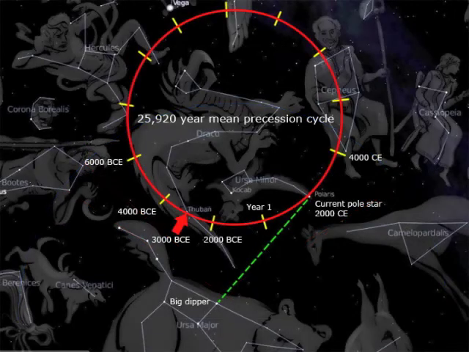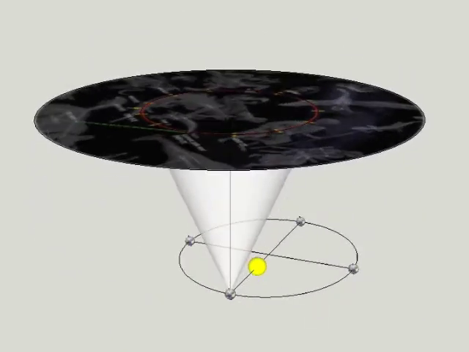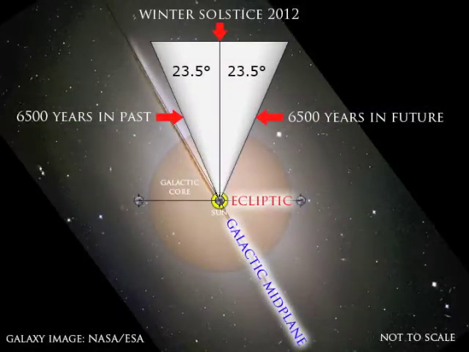The celestial pole actually traces out a circle in the heavens, representing the 25,920-year precessional cycle. This cycle is called the Great Year. In 3D, the Great Year is seen as a precessional cone swept out over time by the Earth's tilted axis. The Earth's precessional cone, the Sun, and the galactic midplane will precisely align on winter solstice 2012. Author John Major Jenkins calls this phenomenon galactic alignment.